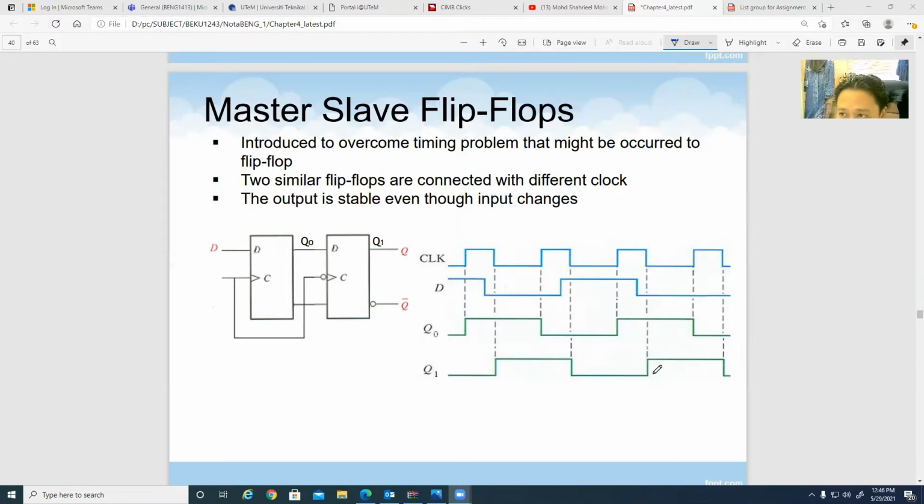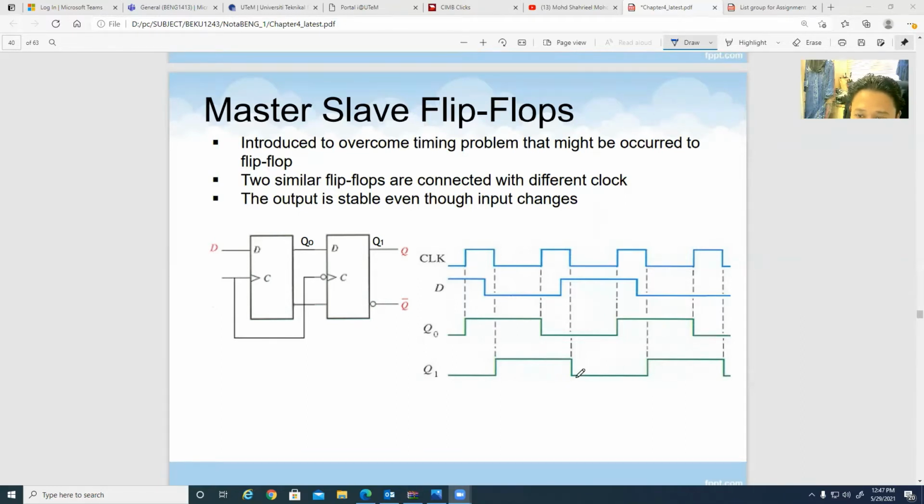Last week we already explained the latch. We have four types of latch that you have to remember. Then we also explained flip-flops. On the flip-flop we have two types: the edge trigger, and the master-slave flip-flops. Last time we already explained the edge trigger; we also have four types of edge-triggered flip-flops. Today we try to finish chapter four and continue from the previous lecture, so we go for the master-slave flip-flops.